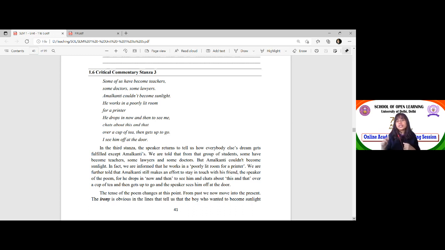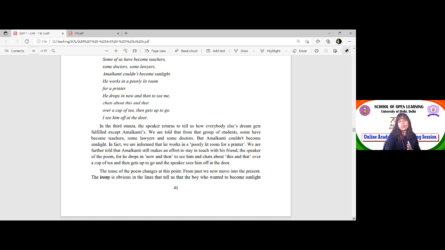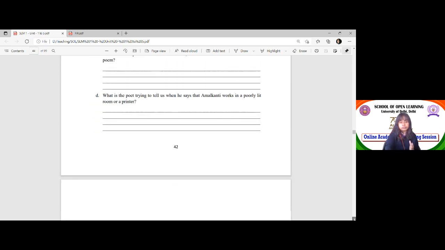He drops in now and then to see me. So Amal Kanti and the person saying the poem still meet each other. Amal Kanti goes to meet this person, and he chats about this and that. Now the person talking about Amal Kanti just says this and that, like he doesn't even care much about what Amal Kanti talks about. Over a cup of tea, and then he gets up to go. So usually Amal Kanti comes to this person's office or house, talks about stuff, has a cup of tea and goes. And this person goes to see him off at the door.